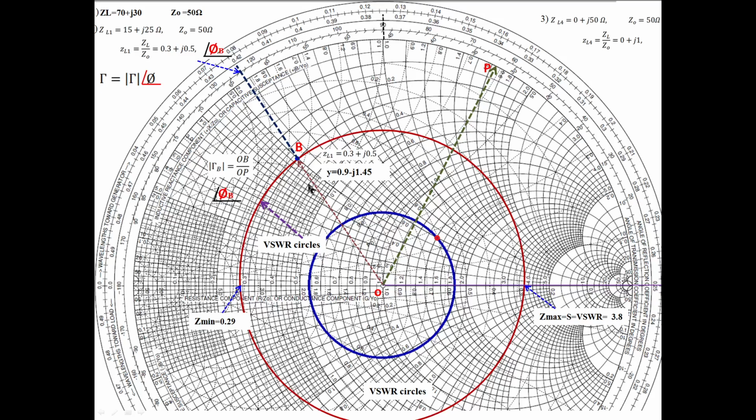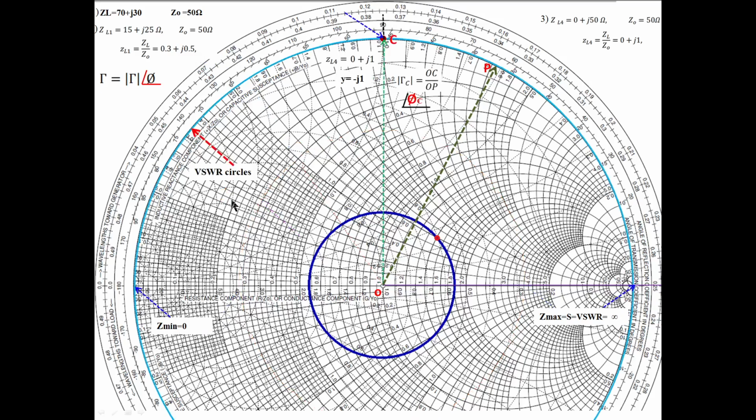Now we just saw the reflection coefficient, magnitude and the phase, under the VSWR circle. This is the way of finding the reflection coefficient magnitude and phase. Okay, we will take one more example. See this one, this load. This is a load here. What is that load here?